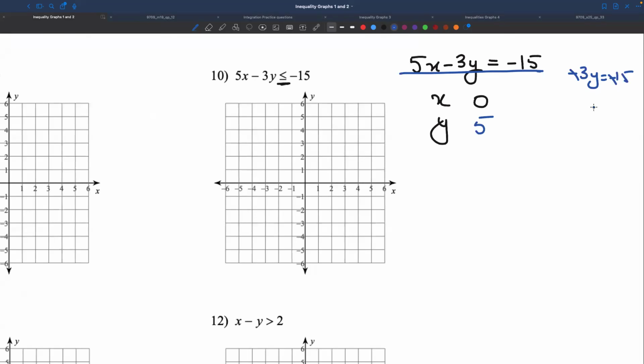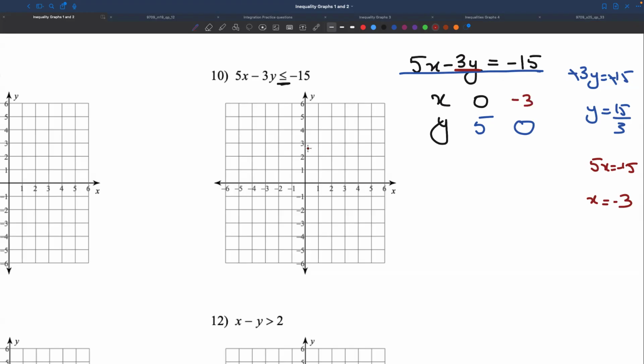5 will be 15 upon 3. And if I take y equal to 0 over here, why am I doing that? I'm telling you, look, this 15 can be divided by 3 and can be divided by 5 as well. So if I take y as 0, I will get 5x equals minus 15. x will be equal to minus 15 upon 5, that is minus 3.